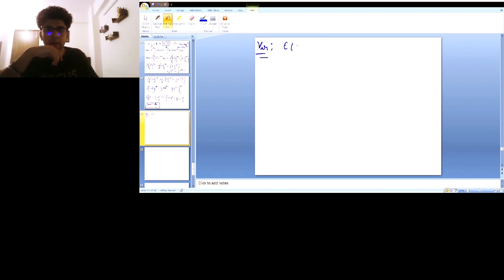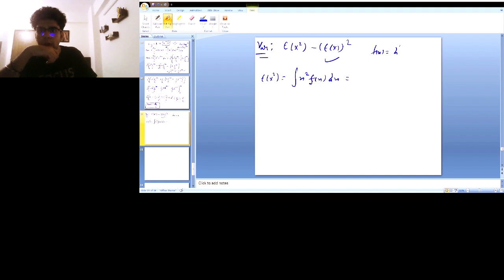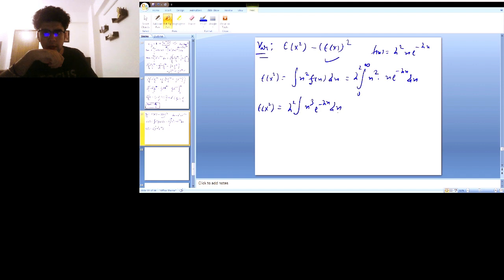So the formula of the variance is E[X square] minus E[X] whole square. We have already found this, so we need to find E[X square], or integral of x square f(x) dx. My PDF f(x) was lambda square x e to the power minus lambda x. So this gives me x square, and lambda square comes out, into x e to the power minus lambda x dx, 0 to infinity. x square times x becomes x cube. So this is lambda square, x cube e to the power minus lambda x dx, again 0 to infinity.